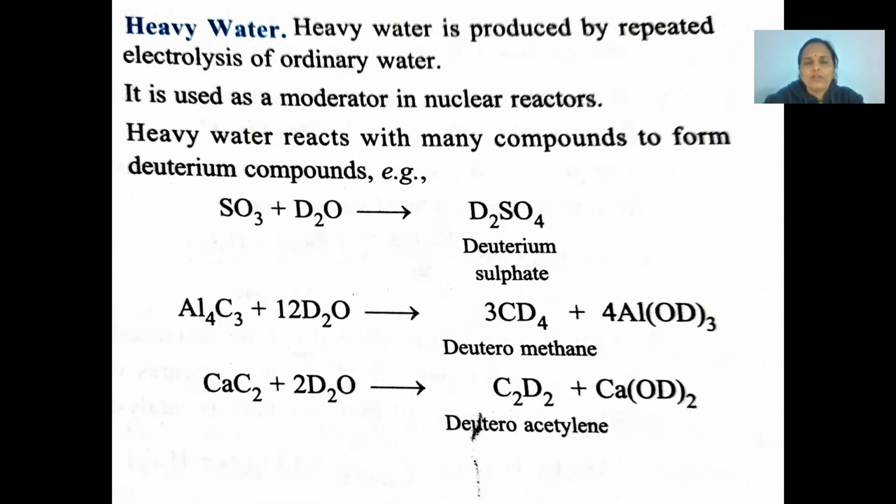Let's see heavy water. Heavy water is produced by repeated electrolysis of ordinary water. It is used as a moderator in nuclear reactors. Heavy water reacts with many compounds to form deuterium compounds. Example, SO3 + D2O gives D2SO4, deuterium sulfate. Al4C3 + 12D2O gives 3CD4, deuteromethane, + 4Al(OD)3. CaC2 + 2D2O gives C2D2, that is deuteroacetylene, + Ca(OD)2.